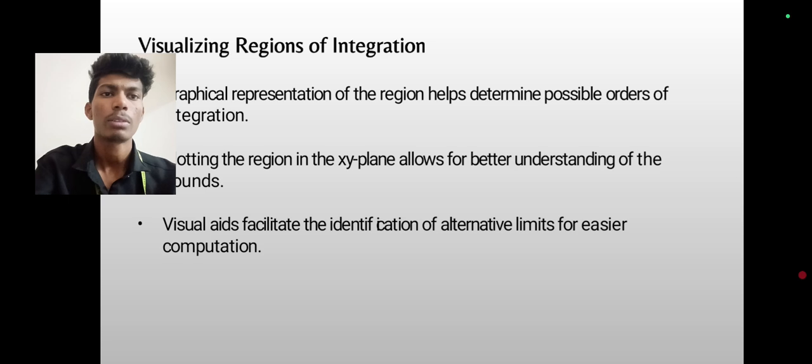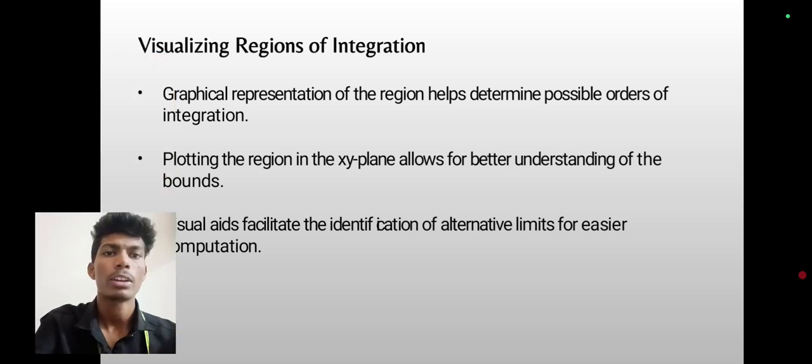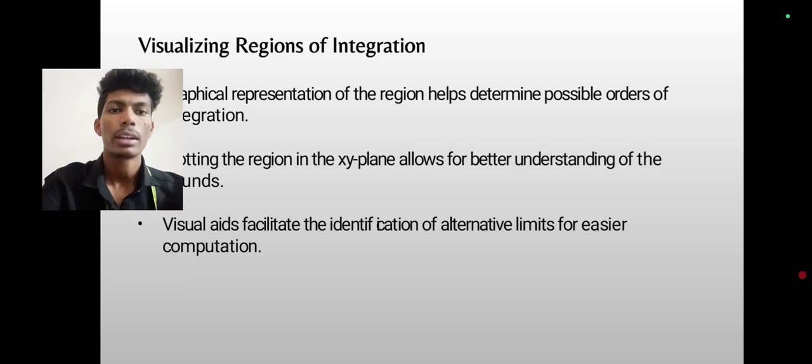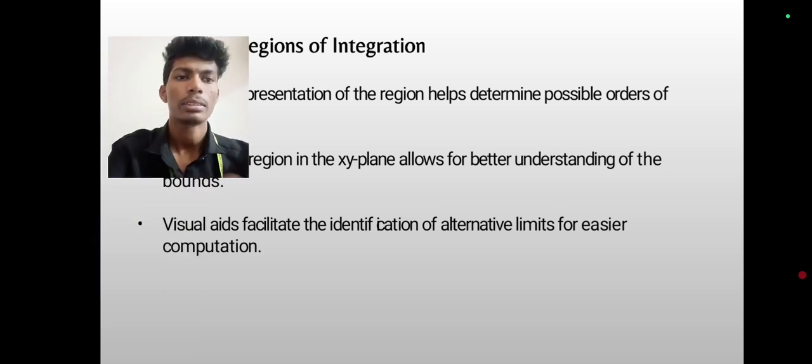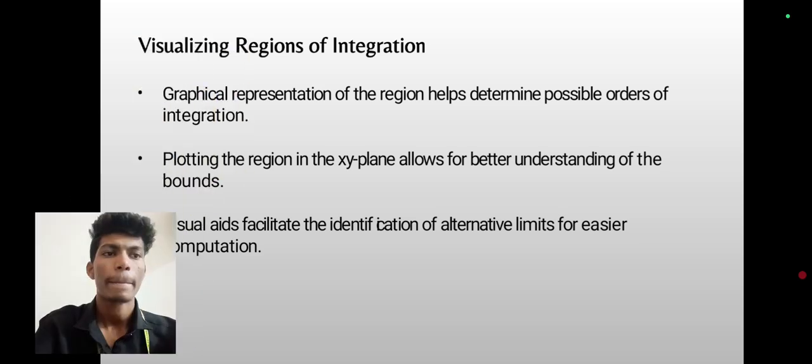Visualizing regions of integration. Graphical representation of the region helps determine possible orders of integration. Plotting the region in the xy plane allows for better understanding of the bounds. Visual aids facilitate the identification of alternative limits for easier computation.